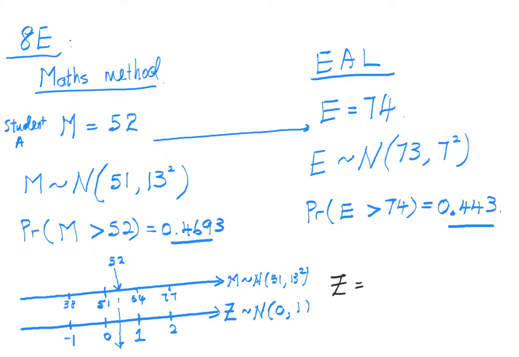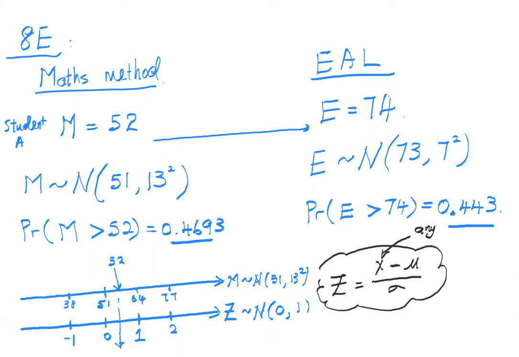So 51, how to become 0? You have to minus the mean. Like 64 minus the mean, you got 13. How do you become 1? You divide by the standard deviation. So this is the formula for you to change any score to a standard score. This is called the standardized score.